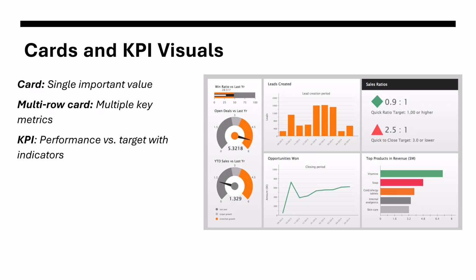Cards are useful when you want to highlight a single important value like total sales, number of customers, or the current month's profit. KPI visuals take it a step further by comparing that value against a target. They use color indicators, trends, and goals to tell you whether your performance is on track, below target, or improving. These are perfect for executive dashboards and quick performance reviews.